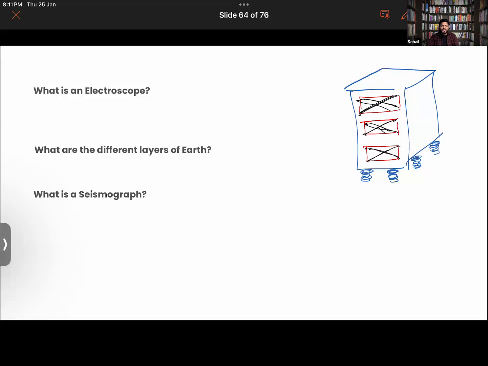What are the different layers of Earth? The crust, mantle, core. Okay. What is a seismograph, Moaz? What is a seismograph? Hello, you're audible? Yes, sir. What is a seismograph?